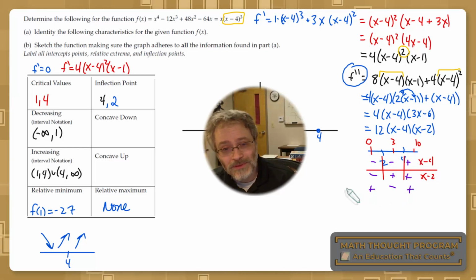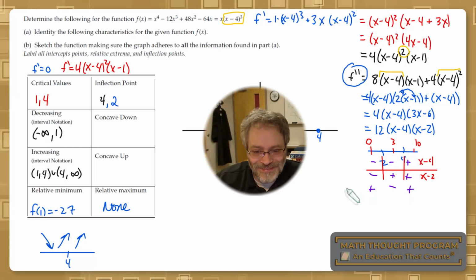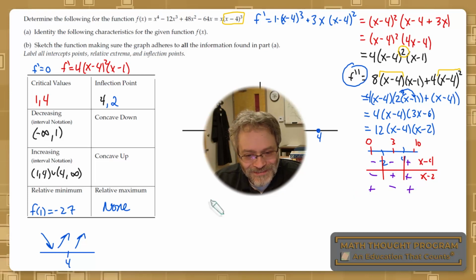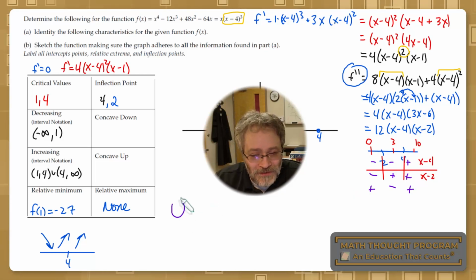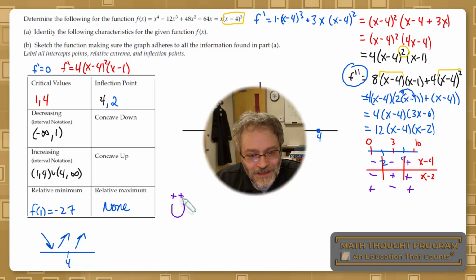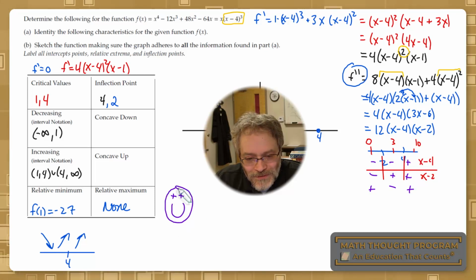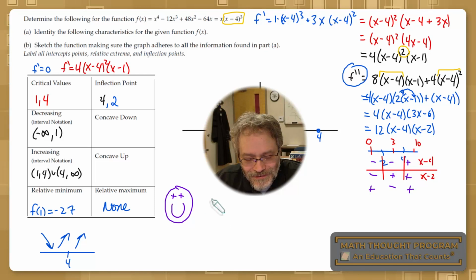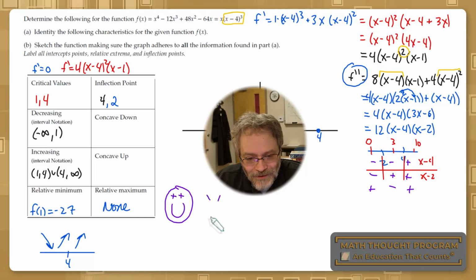Now, remember the emojis we talked about. This is going to help out. Whenever the second derivative is positive, oh, happy days, you're concaved up. And whenever the second derivative is negative, down like a frown.